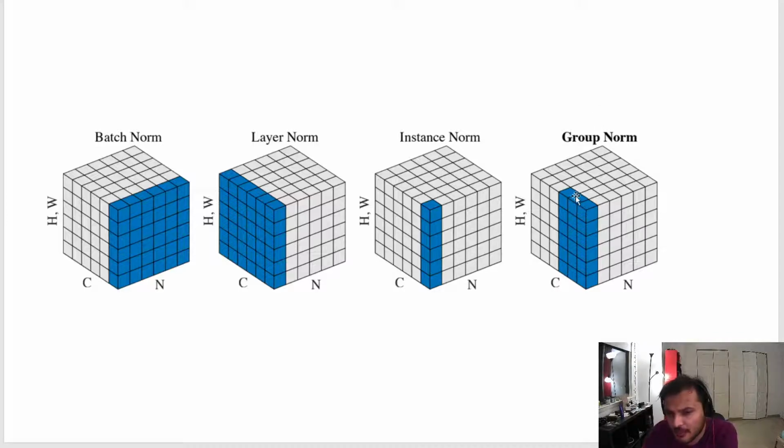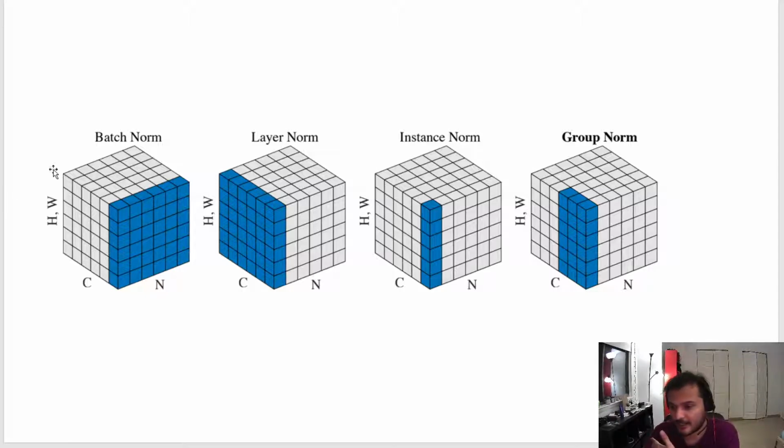In group norm, you will compute statistics according to groups. Now groups are made of multiple channels stacked together. So if you look at layer norm, it was for all of the channels. Group norm is channels belonging to a particular group. So here, group one is these three channels. So that's why the normalization is like this. So this is a rough overview of these normalizations.